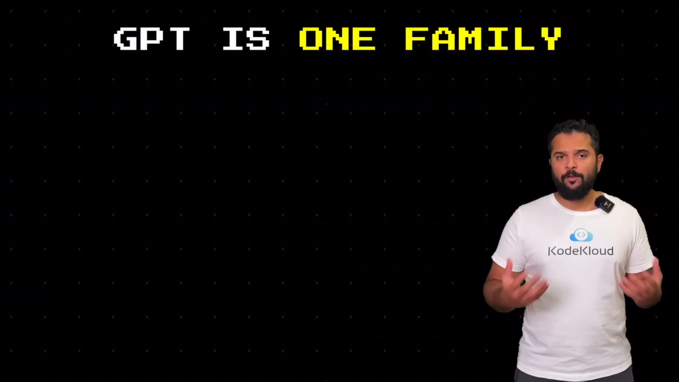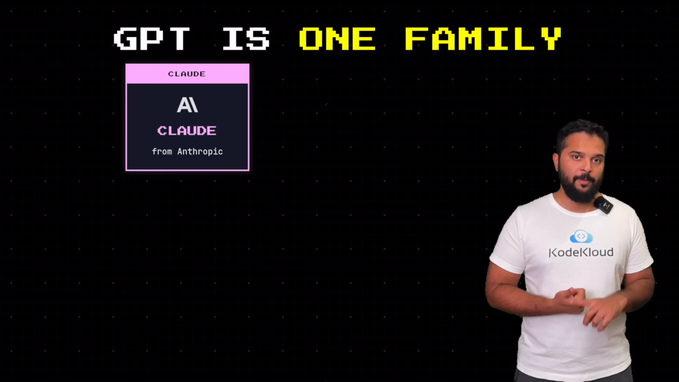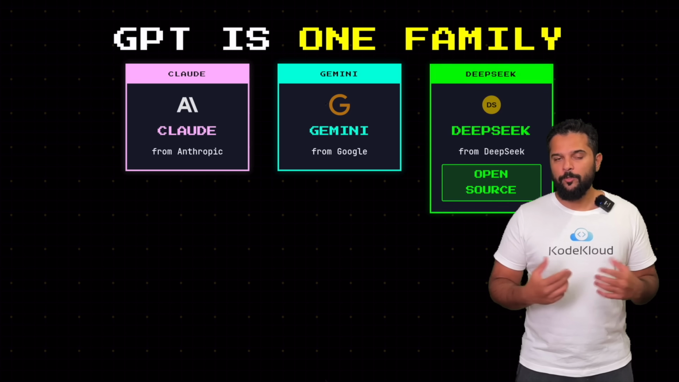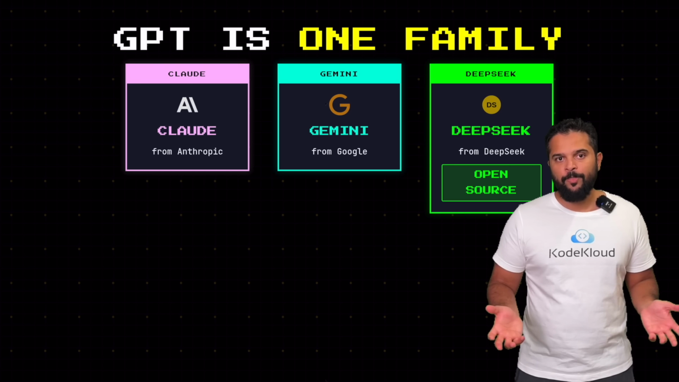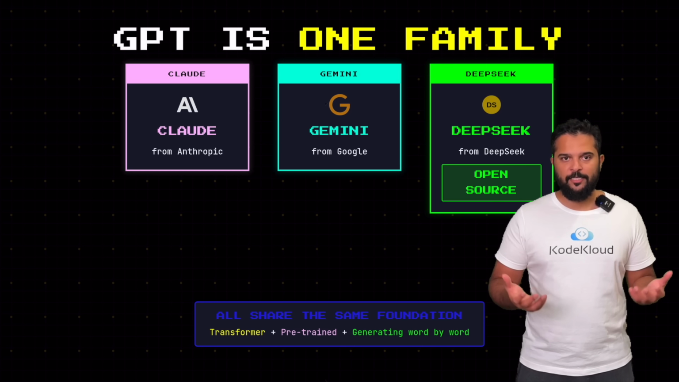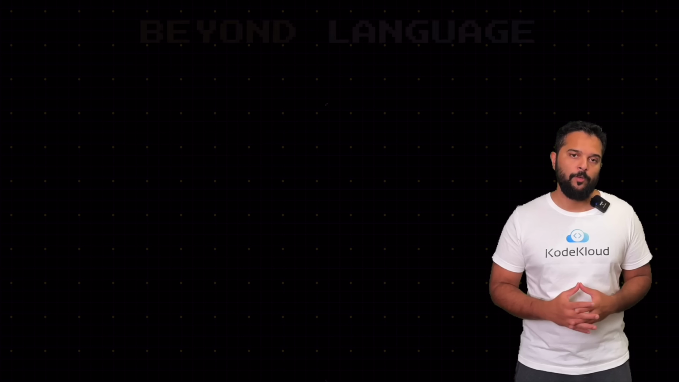And GPT is just one family of LLMs. Other companies have built their own: Claude from Anthropic, Gemini from Google, and Llama from Meta, which is open source, meaning anyone can use it. They all share the same basic idea: transformer architecture, pre-trained on text, generating responses word by word.